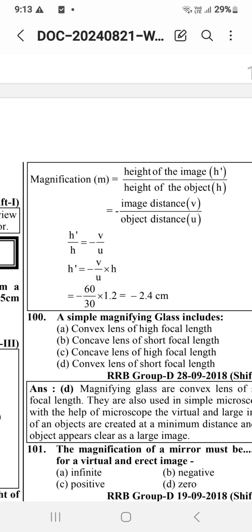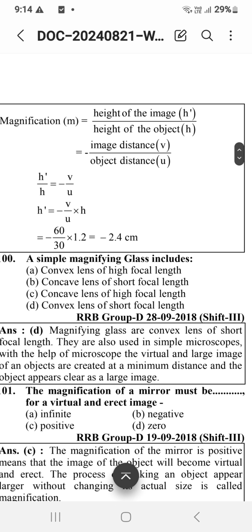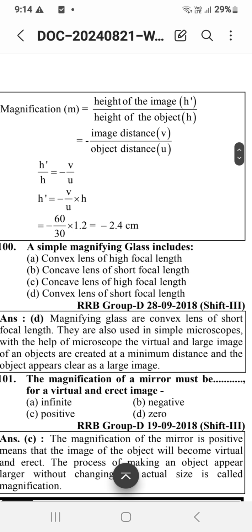A simple magnifying glass includes a convex lens of short focal length. Magnification of a mirror must be positive for a virtual and erect image.